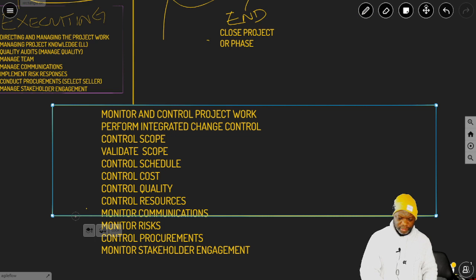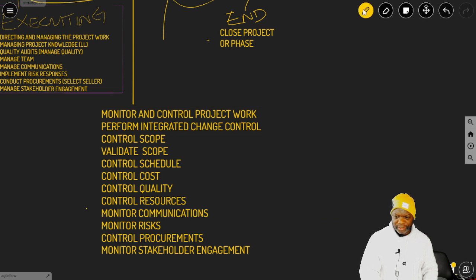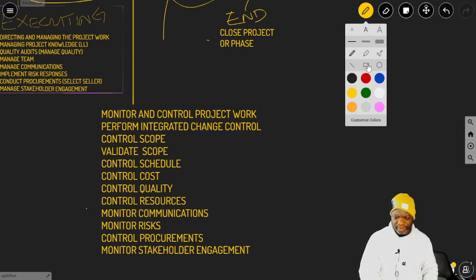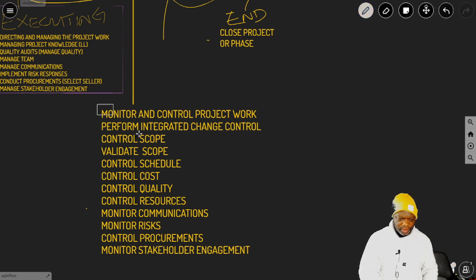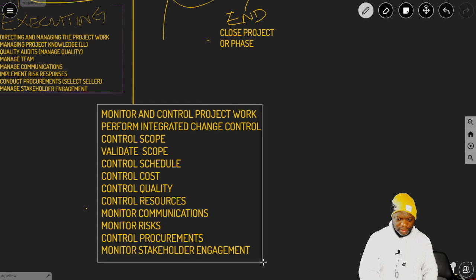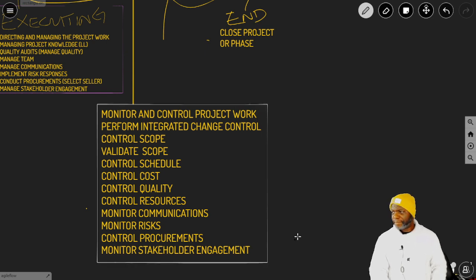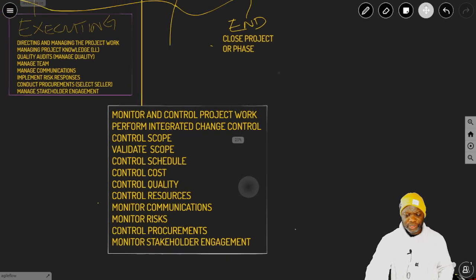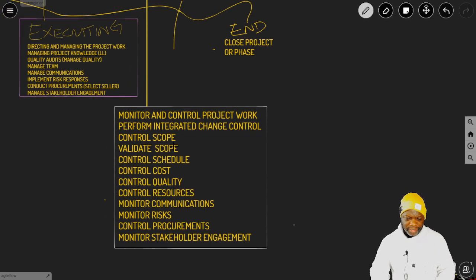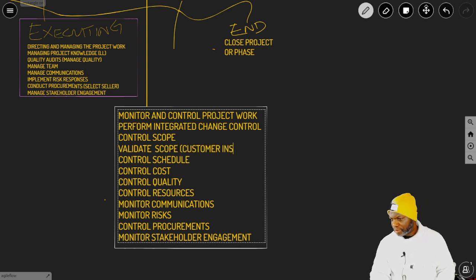So now you got a pretty firm idea of what this is all about. Let's draw another one around this so that you understand what we're talking about here. All right. So that's monitoring and controlling. And validate scope, as I said in the very beginning, this is where there is the customer inspection.